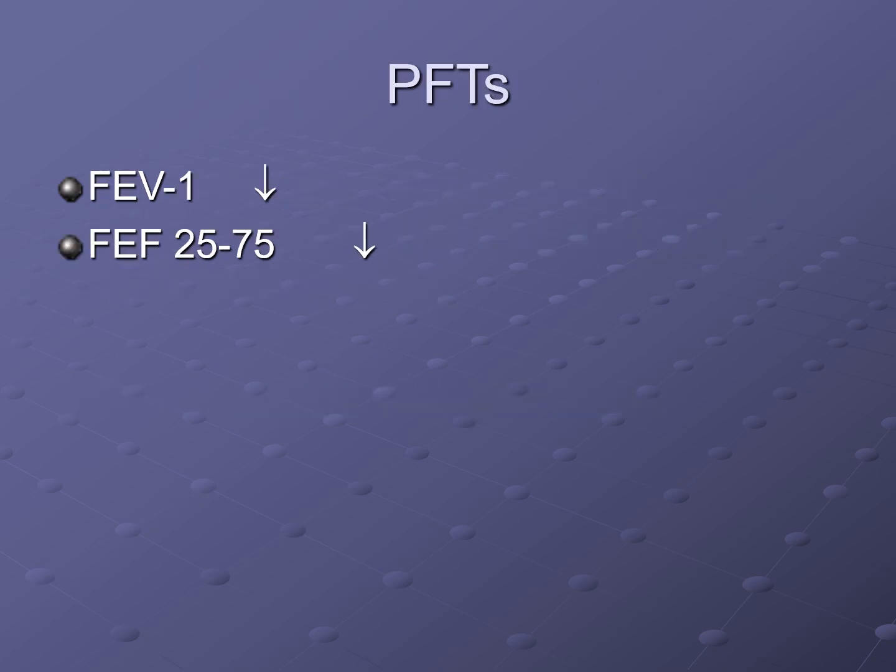PFTs: FEV1 is down. That's usually most consistent with asthma. Her FEF 25-75 is down. That's more consistent with COPD. The FEV1 to FVC ratio is usually below 80 consistently in people with COPD. And I think diagnostically it has to be below 70 and not be responsive to bronchodilators.